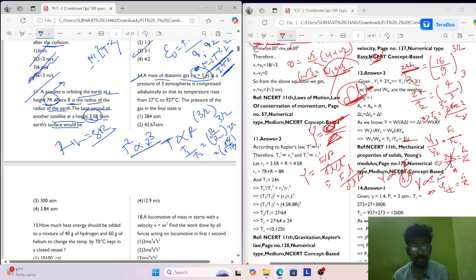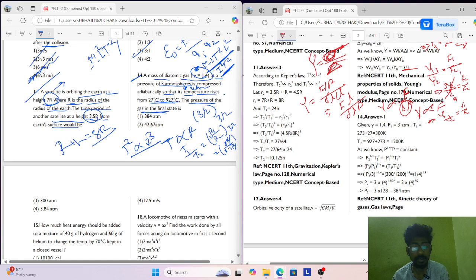Mass of diatomic gas, gamma is equal to 1.4, at a pressure of 3 atm is compressed adiabatically so that its temperature rises from 27 to 927 degrees Celsius. Find the pressure of gas in the final state. This will be calculative, you have to calculate minutely. So 27 degrees Celsius means 300 Kelvin, and this is 1200 Kelvin, that is 927 plus 273.